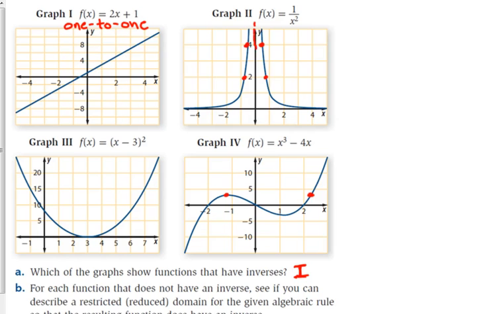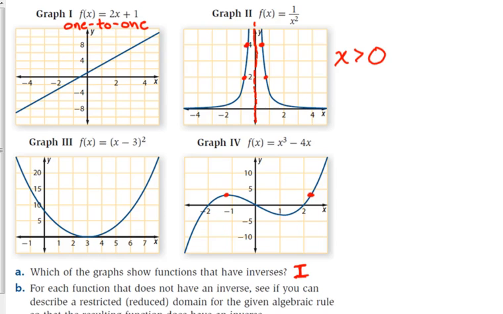On graph 2, if we split that straight down the middle, this graph is a mirror image of itself. It's symmetric about the y-axis. If we say that the domain of this is restricted to only positive x values, x is greater than 0, then we're ignoring the left side of this graph, and its inverse would then be a function.